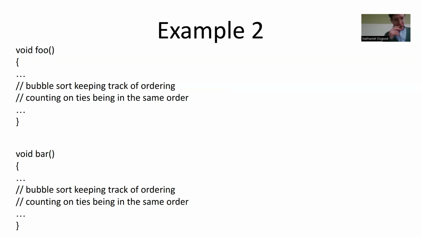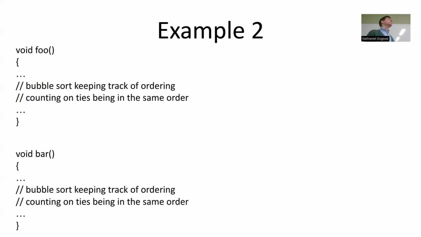Importantly, they're counting on ties, things that are tied still being in the same order as they were originally. So if there are two things in there that have to be sorted that are equal, they need to stay in the same order. So that code is counting on that. Okay. So we have bubble sort used in multiple places.